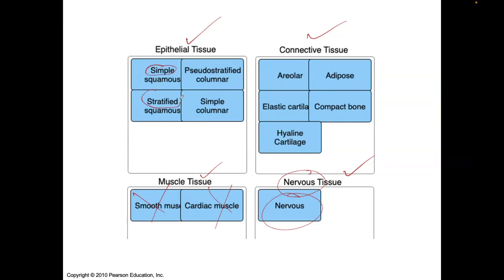Is it simple or is it stratified? And then the shape. Is it squamous? Is it columnar? Is it cuboidal? And then don't forget we have pseudostratified. And then connective tissue is areolar, it's fat, elastic cartilage, compact bone, hyaline cartilage, all falls under connective tissue.